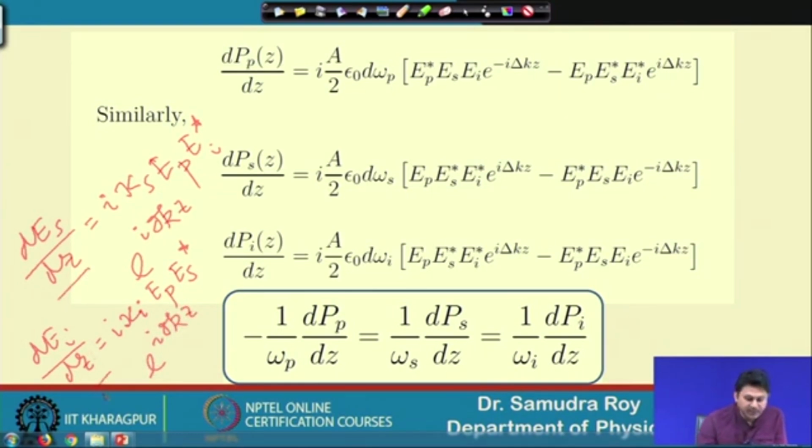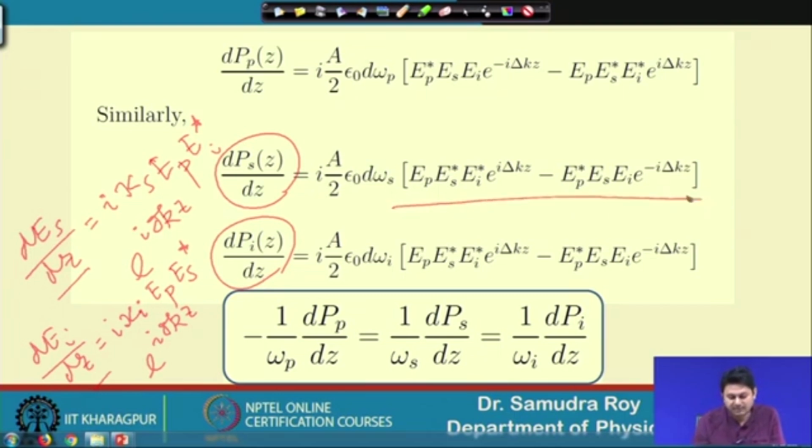Using these two equations, again we can find out the value of the terms dP_s/dz and dP_i/dz. I ask the students to do this calculation by yourself, and you will get a result something like this and this. If you compare these three results, you will find that whatever you are getting here, exactly a similar term you will get here and here in case of signal and idler.